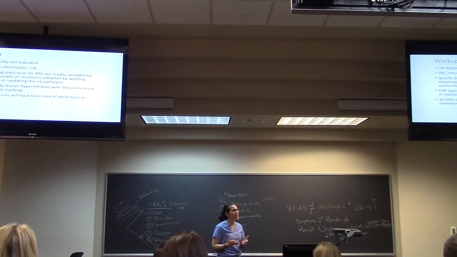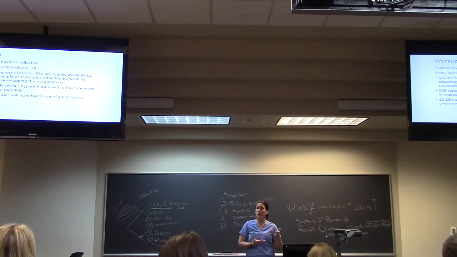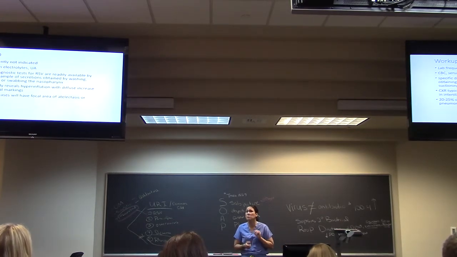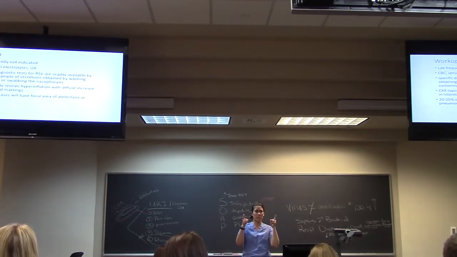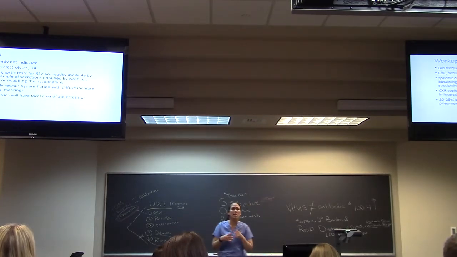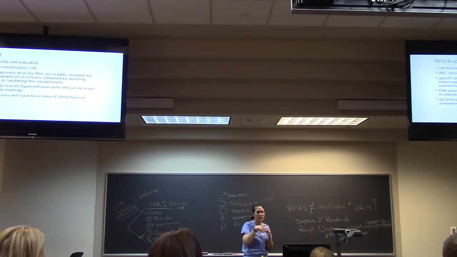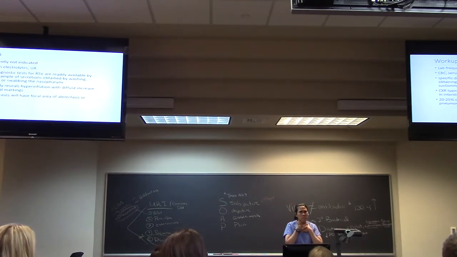A CBC would show you an elevated white blood cell count, right? Because that is what a bacterial infection causes, white blood cells to elevate. What specifically on your white blood cell line, and you probably don't know this, there's one specific line of your white blood cell count that shows bacterial infection. Yeah, neutrophils. Neutrophils are indicative of bacterial.